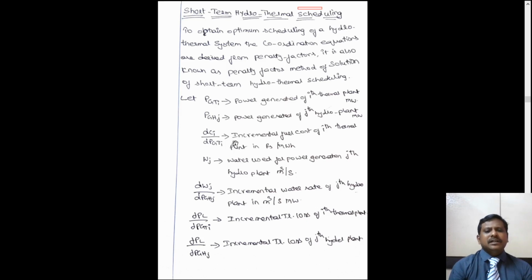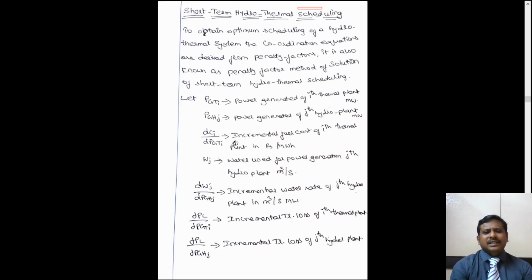As we said earlier, short-term means planning the hydrothermal for a day or a week. In that, we are scheduling the hydrothermal with the help of the penalty factors. So this is also known as the penalty factor method of solution. Let PGTi be the power generated by the ith thermal plant.